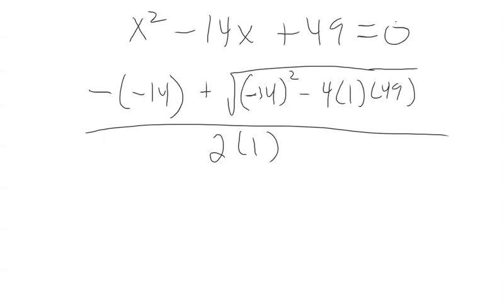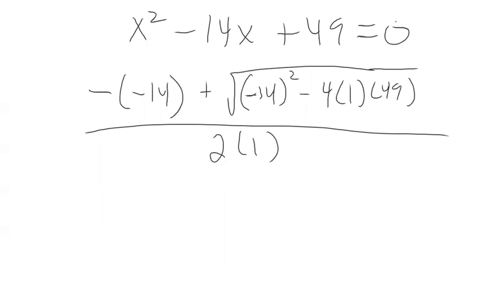So this one I'm going to do in steps because I want you to see something. So negative 14 squared minus 4 times 49. All right, something's wrong here. What did I type in my calculator wrong? Negative 14 squared. There we go. All right.